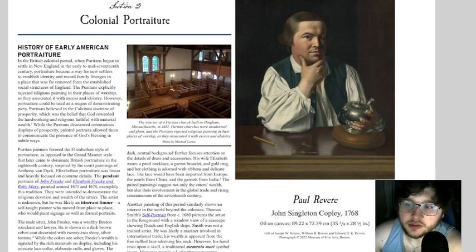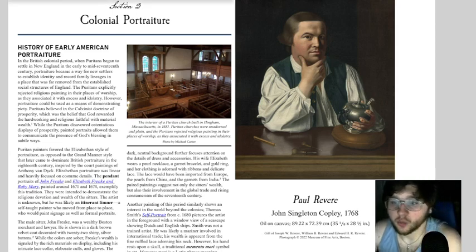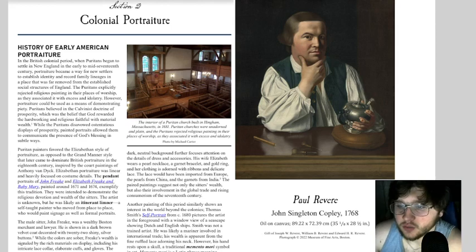Puritans explicitly rejected religious painting in their places of worship, as they associated it with excess and idolatry. However, portraiture could be used as a means of demonstrating piety. Puritans believed in the Calvinist doctrine of prosperity, which was the belief that God rewarded the hardworking and religious faithful with material wealth. While the Puritans disavowed ostentatious displays of prosperity, painting portraits allowed them to communicate the presence of God's blessing in subtle ways.